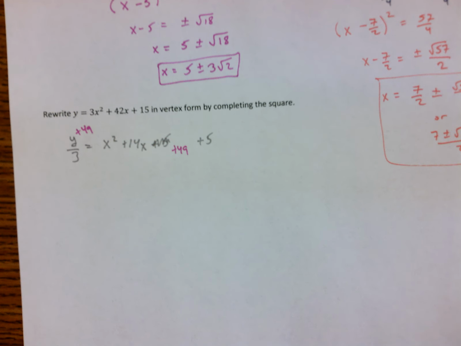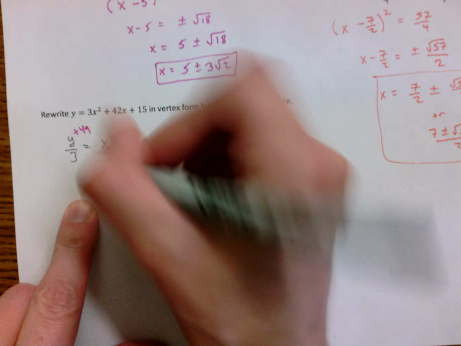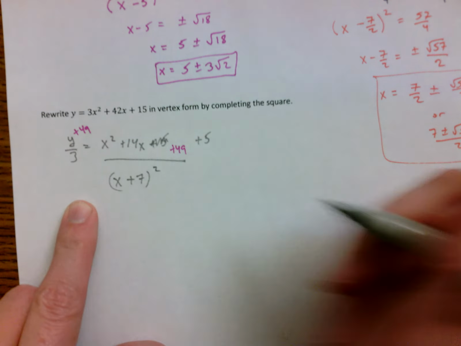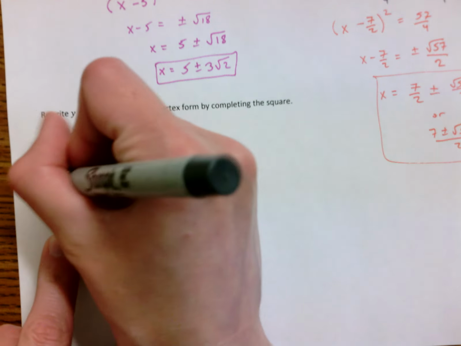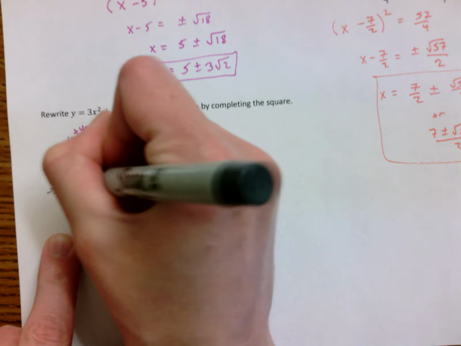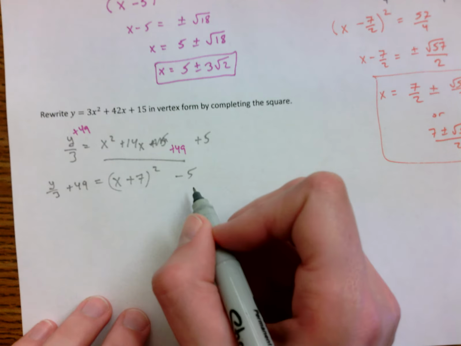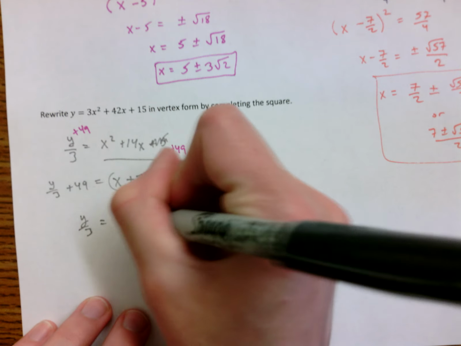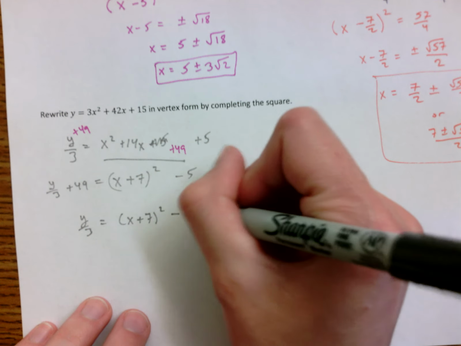All right, so now that we've got this set up, now we can actually do our completing the square. So this part right here, I know that's a perfect square. That's x plus 7 squared, right? I've still got this plus 5 chilling out over here. On this side, I've got that y over 3 plus 49. So then I'm going to have to bring the 49 over here. So I'll subtract that from both sides, and I'll have y over 3 equals x plus 7 squared, and then it'll be minus 54, I believe.